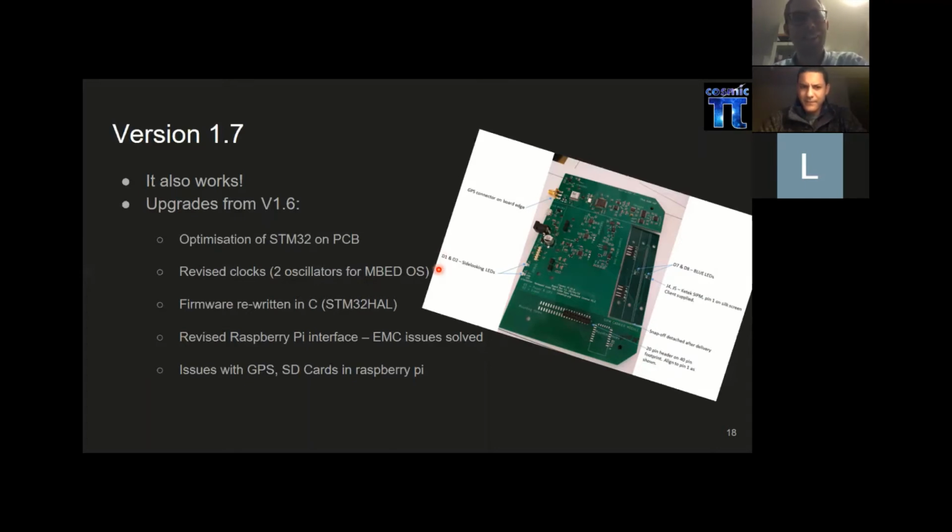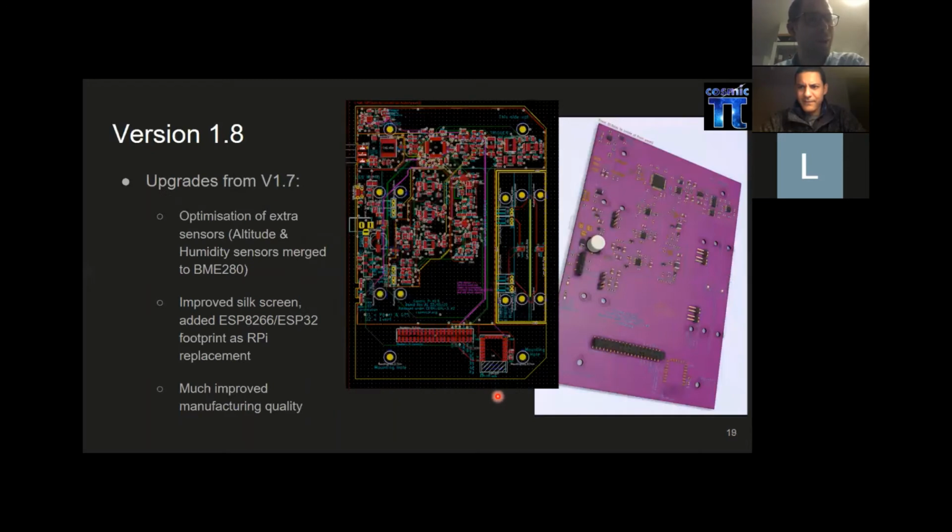Unfortunately, despite this, it still didn't work. So all the software had to be rewritten again in C using the STM32 HAL. So the EMC issues were solved. On this particular batch, we had some issues with the GPS, which we still haven't managed to identify. Some of the modules failed. We replaced them. Now they work fine. And also some issues with the SD cards in the Raspberry Pi, which we still haven't got to the bottom of. It's ongoing. And the most recent batch that we produced this year was hardware version 1.8.